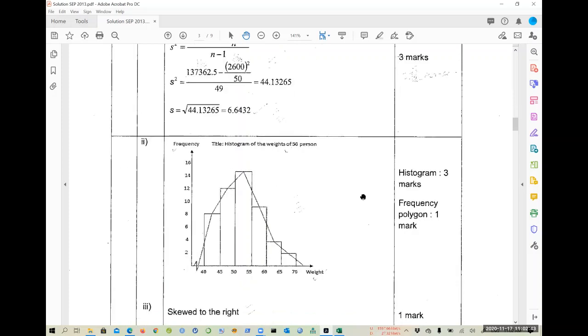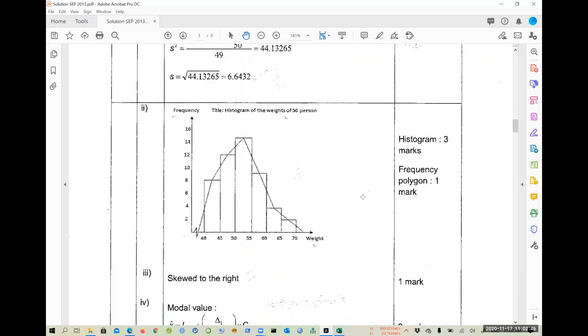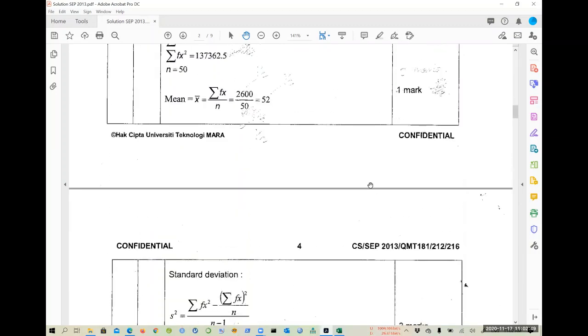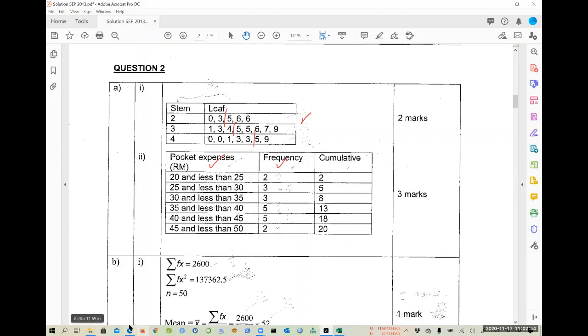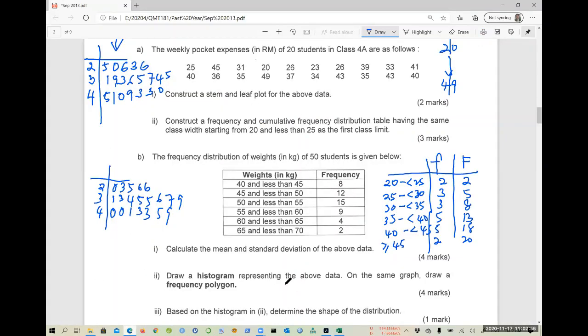Where is the graph? Sorry, this is not the graph. Where is the graph? Do they ask you to draw the graph? No, sorry. You are only required to come up with the frequency table, the frequency and cumulative frequency table. So this will be the answer.